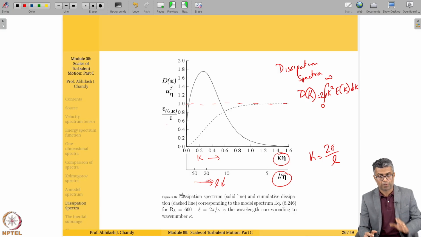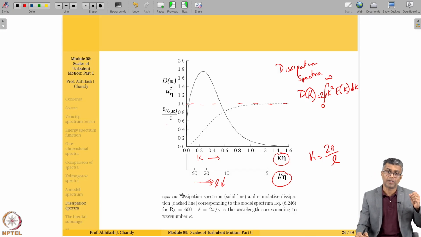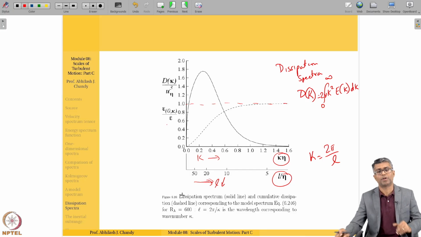So that is the plot, right? This is the dissipation spectrum and the cumulative dissipation plotted here. Now all of this is calculated from the model spectrum analytically. You add the model spectrum derived at R lambda equal to 600. These quantities are just calculated from those.